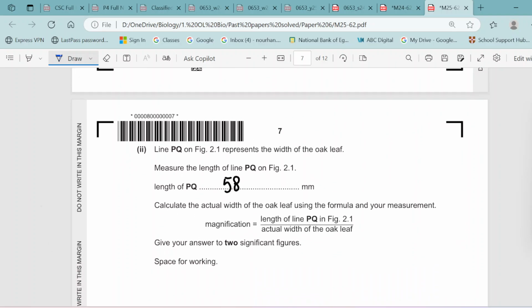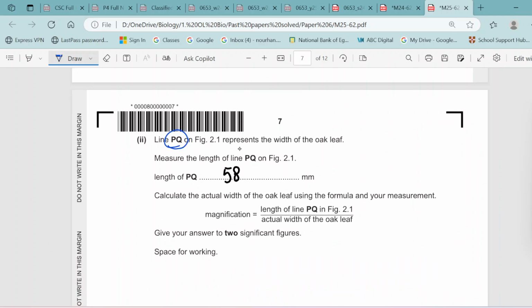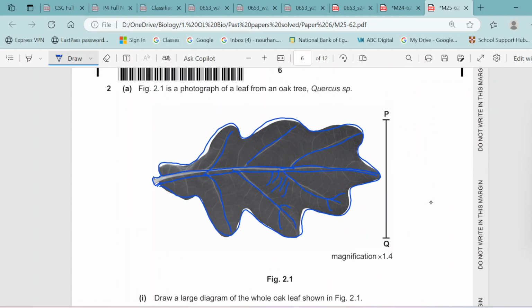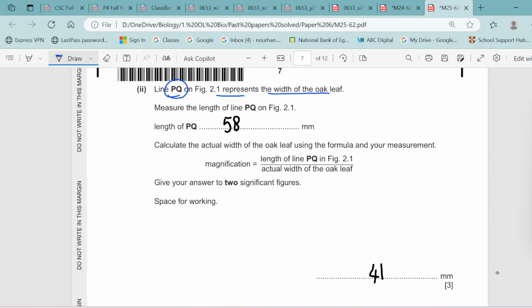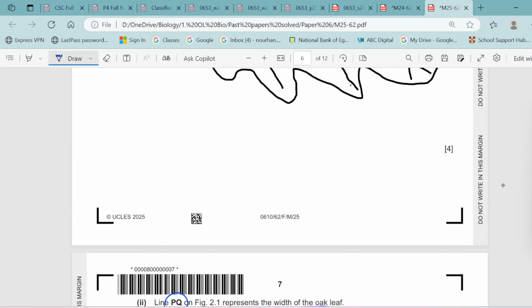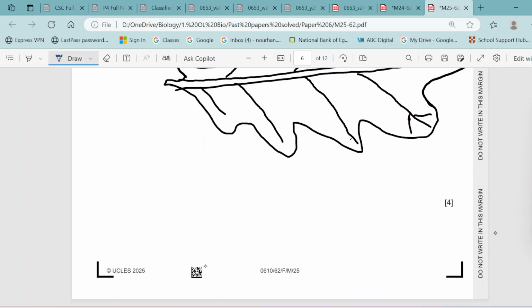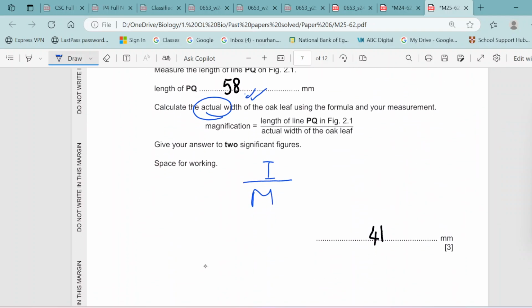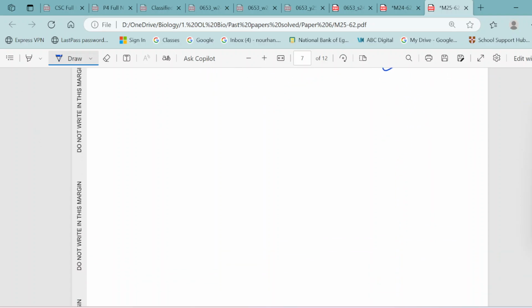After the drawing, there is the magnification question. Line PQ represents the width of the oak leaf. Measure line PQ using your ruler. It will be in centimeter. I will multiply by 10 to change it to millimeter. 58. Calculate the actual width. Image over magnification, which is 1.4. So 58 over 1.4, and then my answer will be rounded to two significant figures.